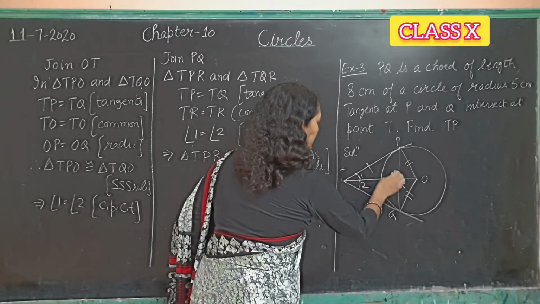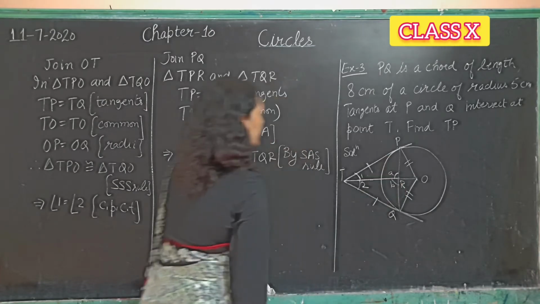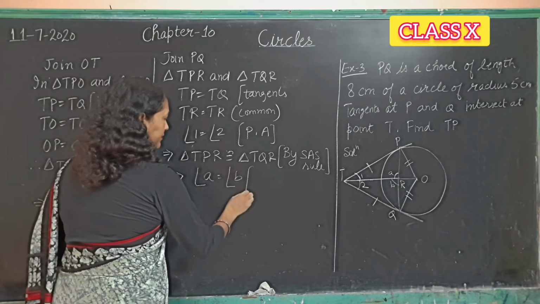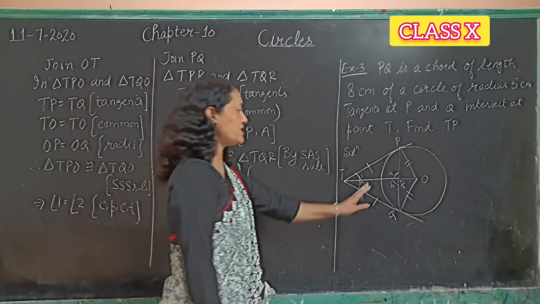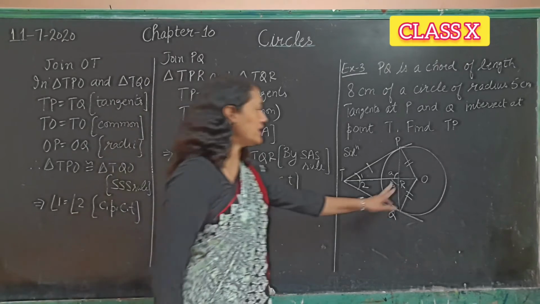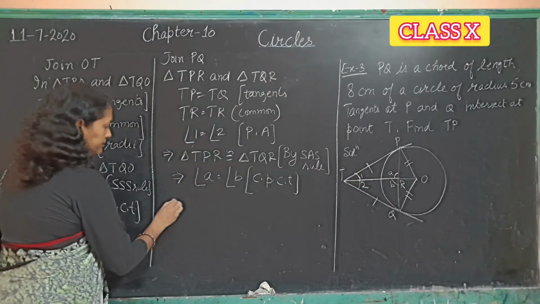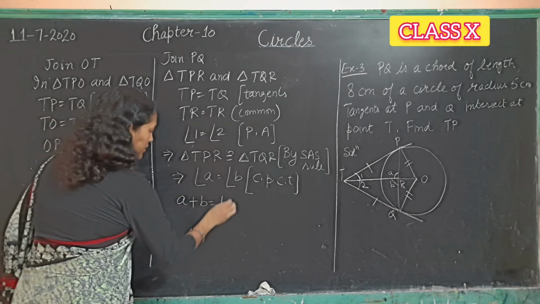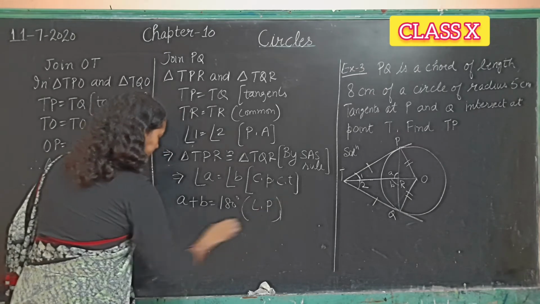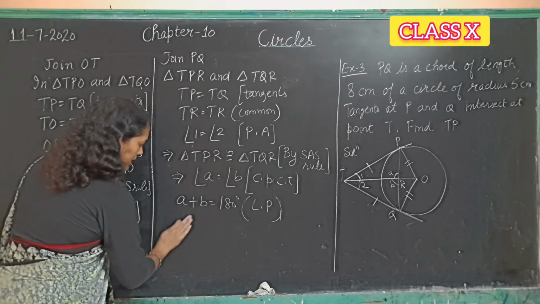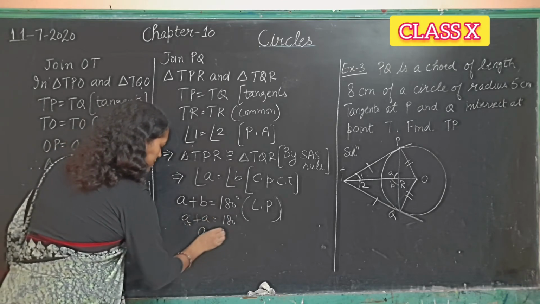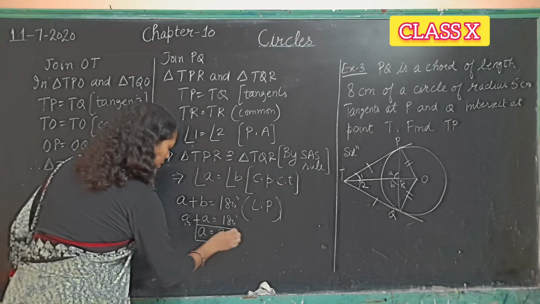Now if we have proved these two triangles congruent, can we say that these two angles are equal? Suppose A and B, implies angle A is equal to angle B by CPCT. But they are a linear pair also because they are at the same point. A plus B equals 180 degrees. Linear pair. But they are equal also. So we can say A plus A equals 180 degrees, A equals 90 degrees. A equals 90 or B equals 90.